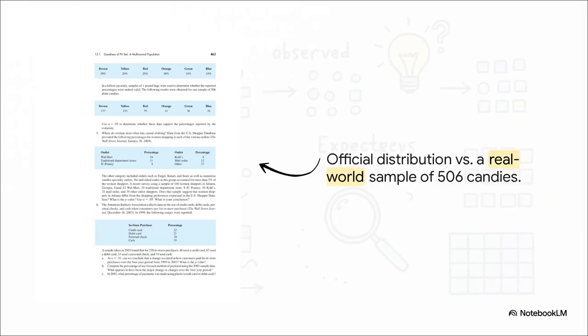Let's stick with the M&Ms. So Mars, the company, actually publishes the official color percentages they're aiming for. But when one group went and counted 506 real-world candies, the numbers didn't quite match up. So the big question is, was their bag just a statistical fluke, or is something else going on with the official numbers? That's the kind of mystery we're going to solve today.